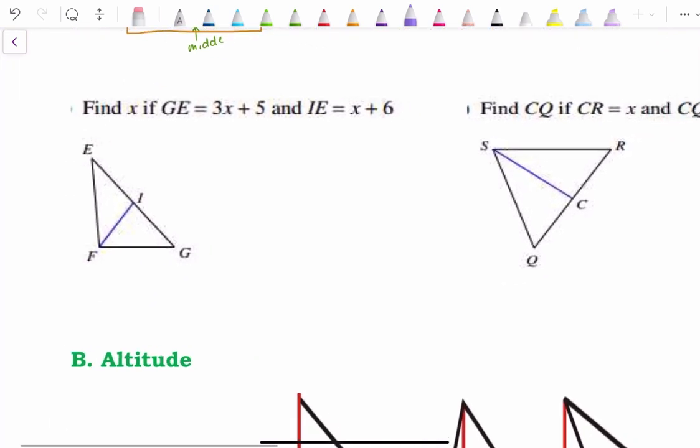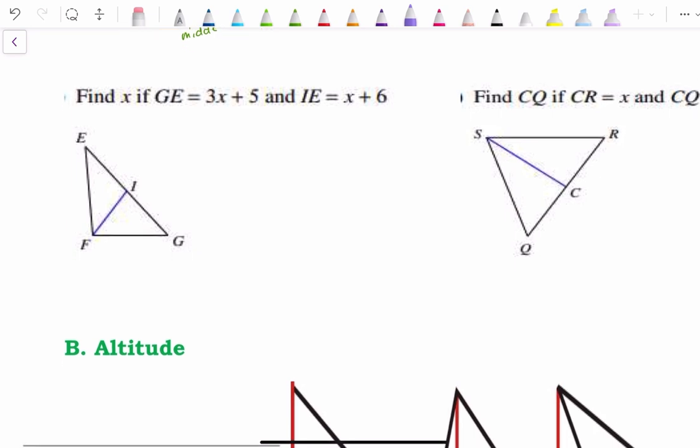Great. And now a little bit more algebra. For this little piece, we're going to use a little bit of room, so make sure you're writing neat and following along. GE is going to be 3x plus 5. And I know IE, so this little piece from I to E, not to G, this piece, is x plus 6. So if that's x plus 6, then that again means this other half is also x plus 6.